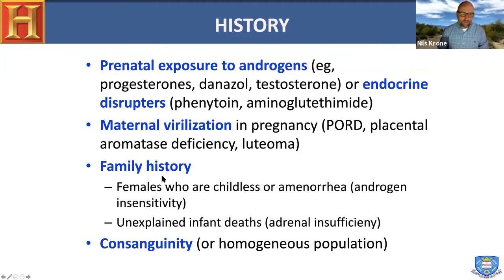And then the family history: ask for other people in the family who have been childless or had amenorrhea. Could it be androgen insensitivity or other forms in the family? Unexplained infant deaths, hinting towards adrenal insufficiency. And then consanguinity, or a more homogeneous population, because there are obviously areas with increased consanguinity, where you have a chance for one or the other condition being more likely than the other.